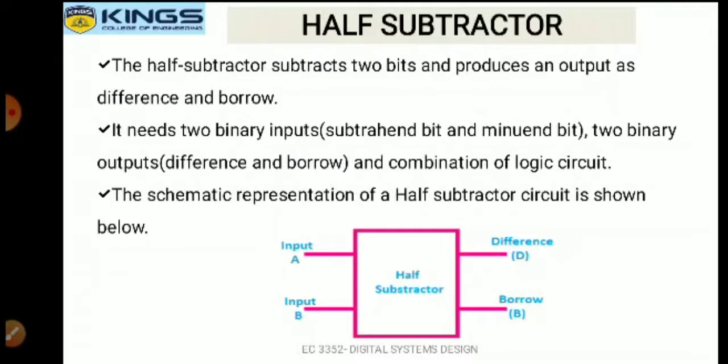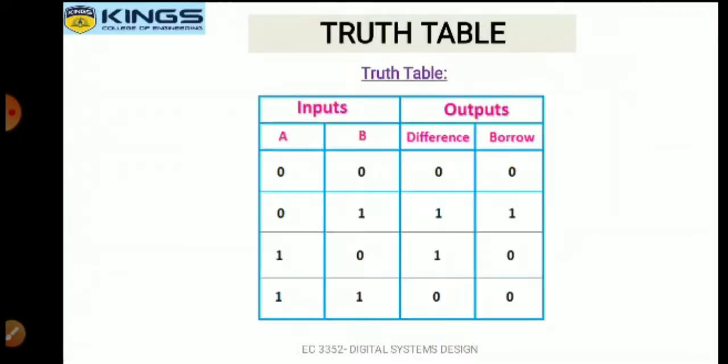See here, this half subtractor circuit has 2 inputs, input A and input B. Input A is the subtrahend bit, and input B is the minuend bit. Then it has 2 outputs, difference and borrow. So we have defined the inputs and drawn the schematic representation. Now we have to obtain the truth table. So this is the truth table.